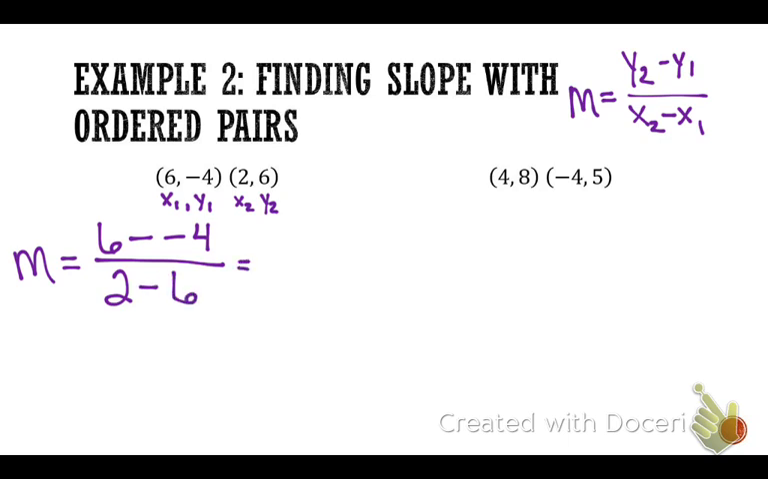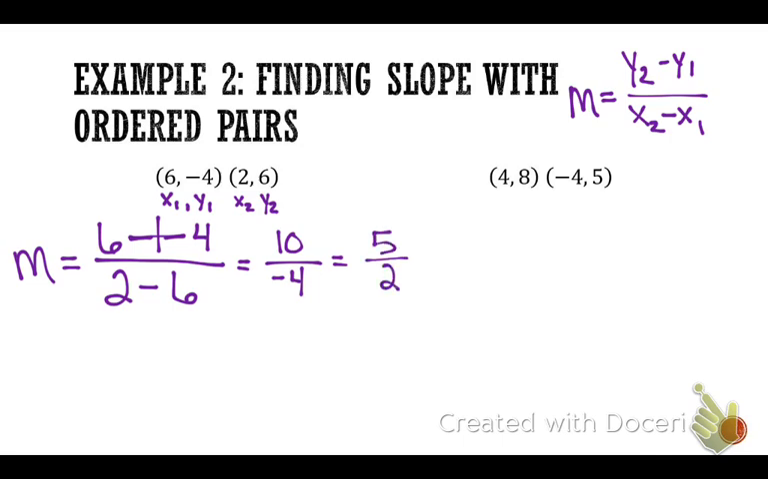Now I'm ready to simplify. 6 minus negative 4, double negative changes to a plus. What's 6 plus 4? Okay? Over what's 2 minus 6? Negative 4. Okay. Remember what I said about where that negative can go. All right, we'll deal with that in a second. Can I reduce, not change to a mixed number, but can I reduce this? Yes. What can I reduce it to? 5 over 2. Okay?